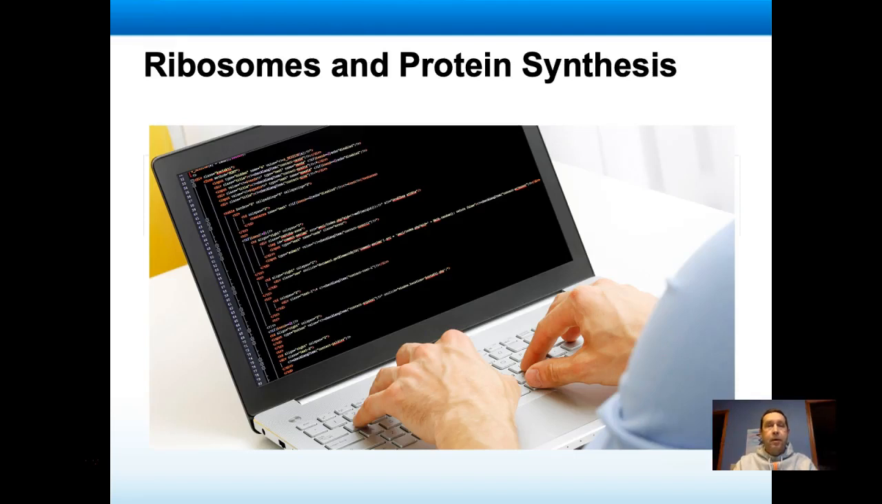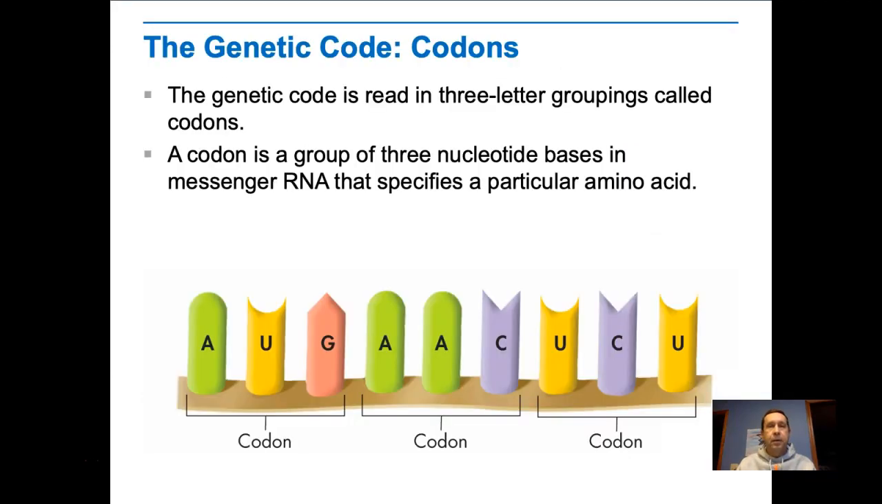All right, in this next video, we're going to talk a little bit about the next step in going from a DNA molecule to an expressed protein, or a gene being expressed to make a protein. This process is called translation and involves the ribosomes, where protein synthesis occurs. So it's all based on the genetic code.